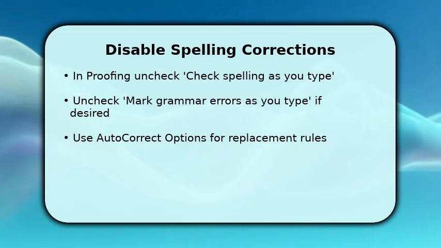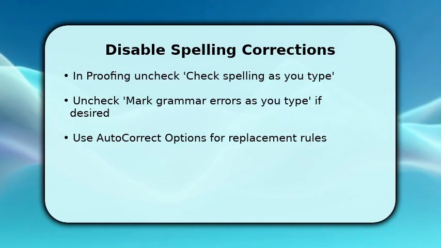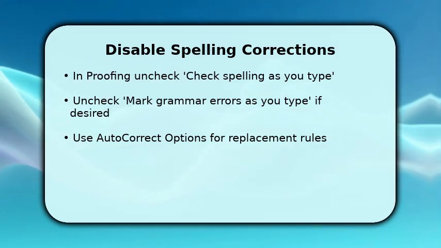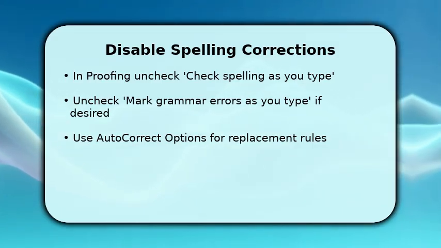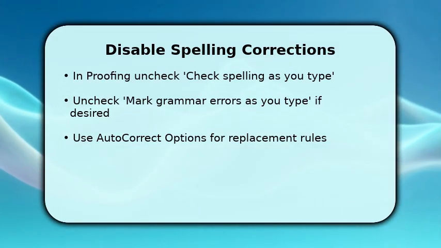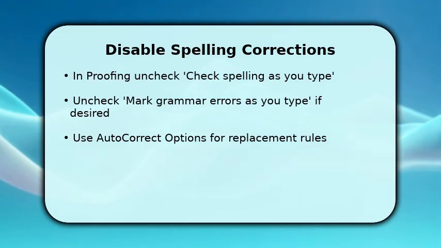Once in Proofing, uncheck Check Spelling as you type to stop automatic corrections and squiggly red lines. If you also want to stop grammar prompts, uncheck Mark Grammar Errors as you type. This reduces interruptions. Next, click Auto Correct options to inspect replacement rules.